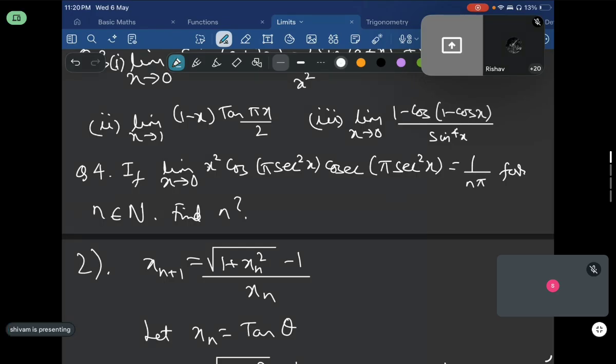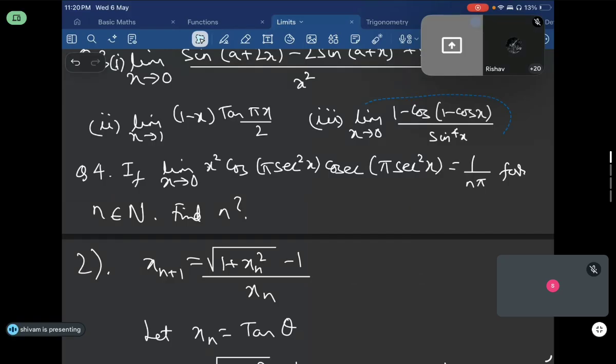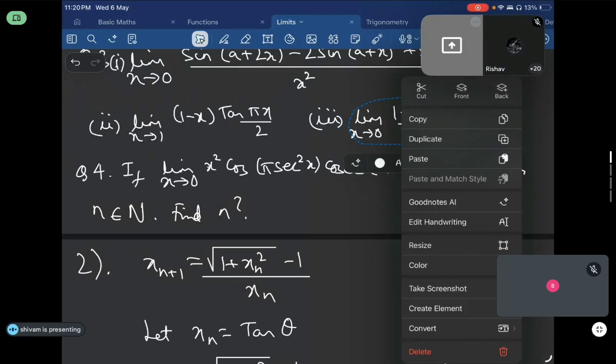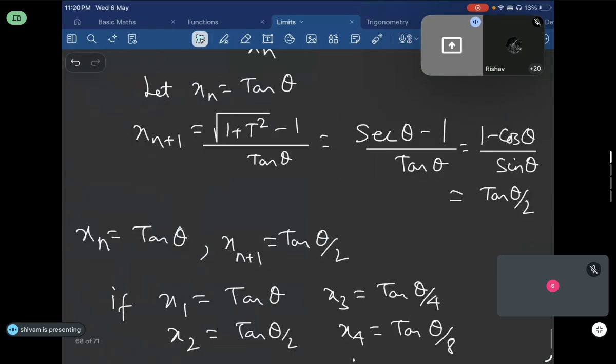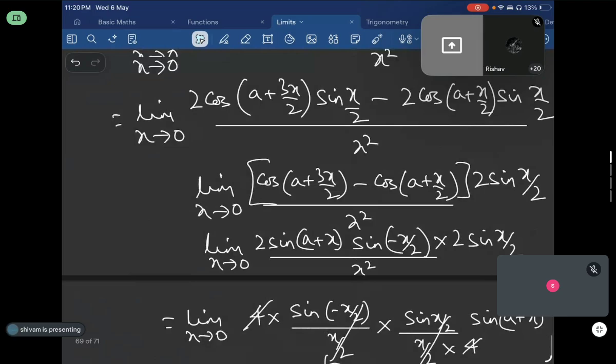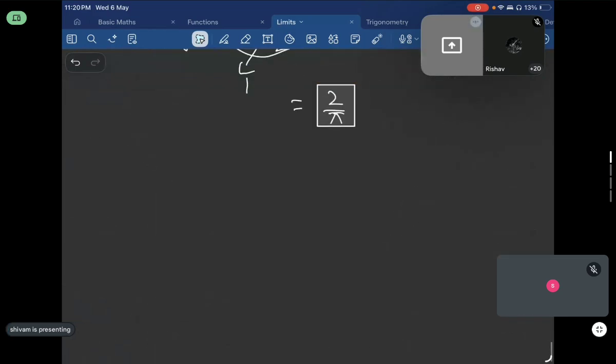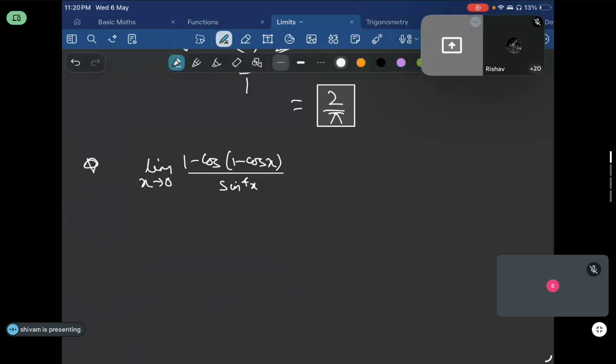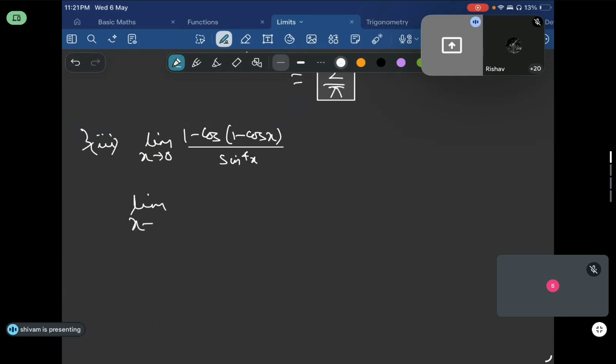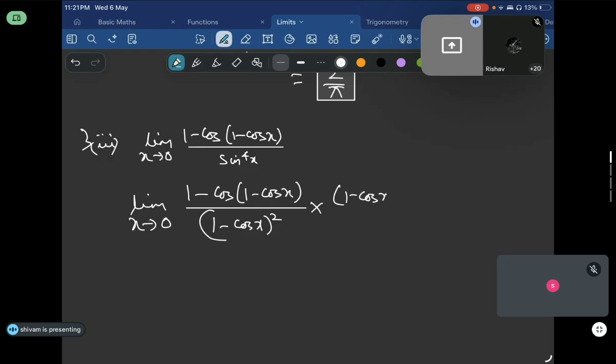Okay, let us start, everyone. Part 3: limit x tends to 0, 1 minus cos x divided by sine to the power 4 x. So everyone, let us keep on converting it into standard forms. We can write it as limit x tends to 0, 1 minus cos theta divided by theta square, with theta equal to x, so 1 minus cos x divided by x square, whole square, multiplied by x to the power 4.